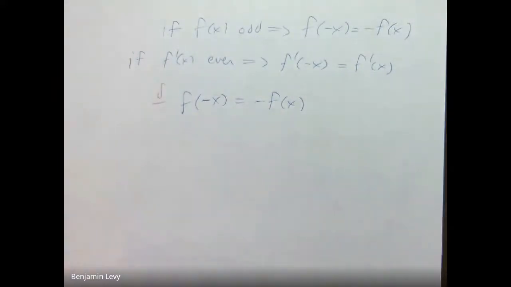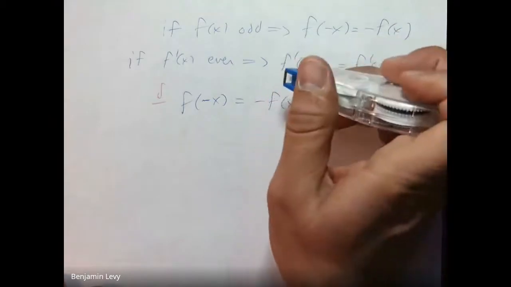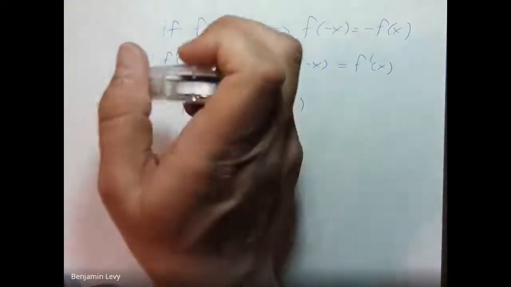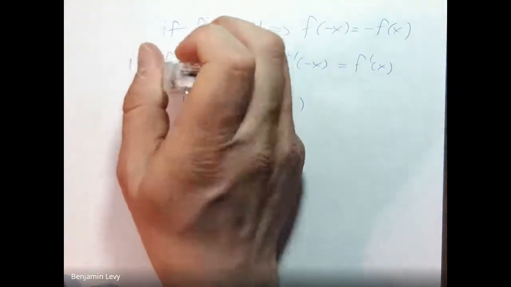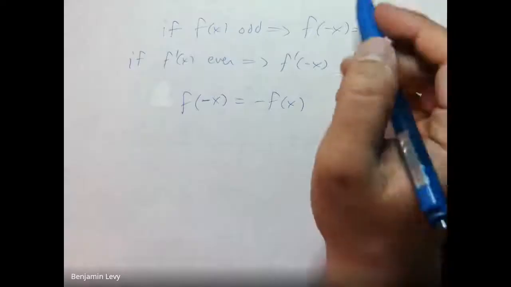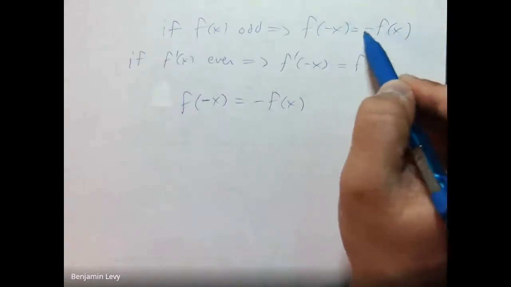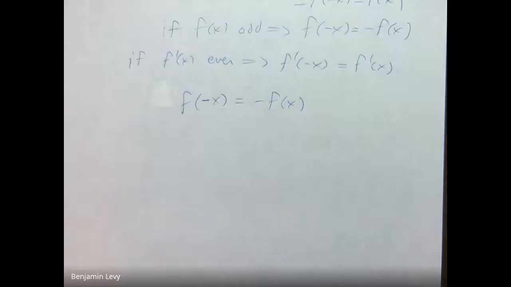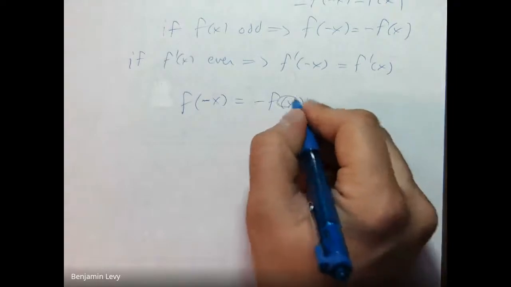Well, maybe that's not exactly. Let's just start with f of minus x. Okay, here's what we're going to do. There's a couple different ways we can think about this. This thing, f of x being odd, also means that this is true. I think that's actually what we want to start with.